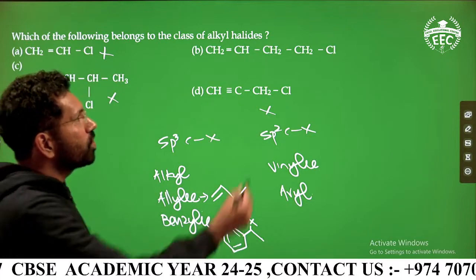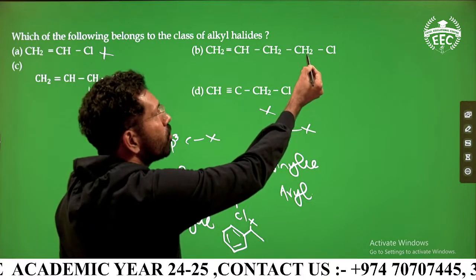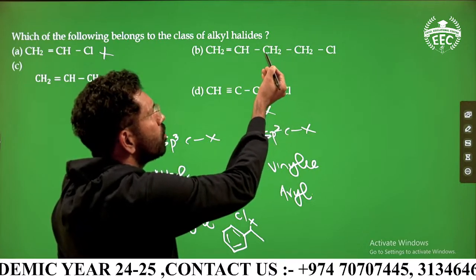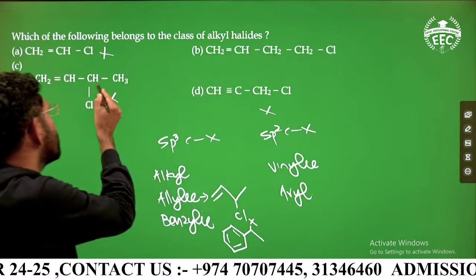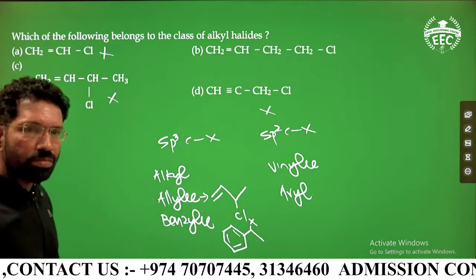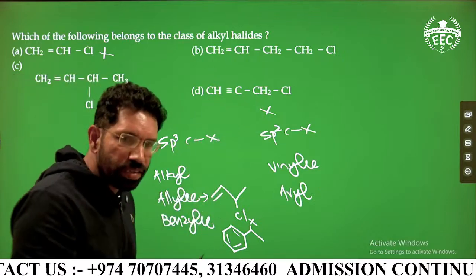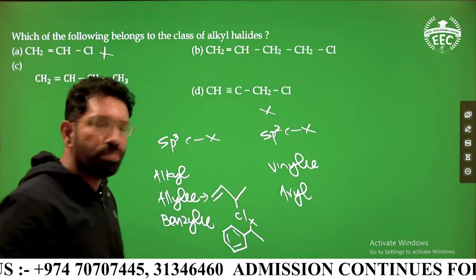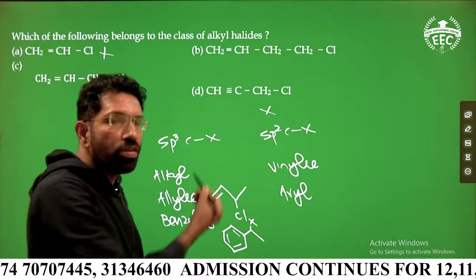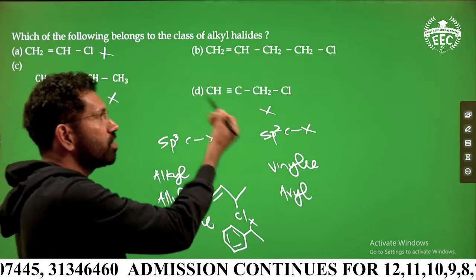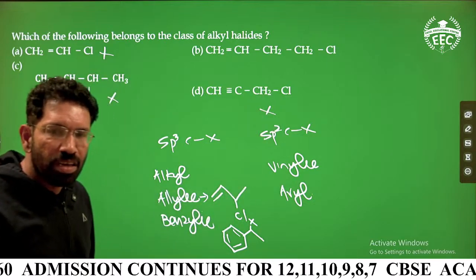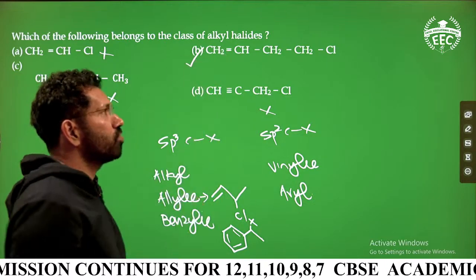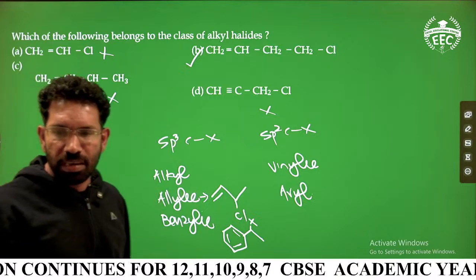Here the halogen is connected to a single bonded carbon, but the double bond is far away. In the other cases, the halogen is connected to a single bonded carbon next to the double bond or triple bond. You can see there is a chance of resonance; in both cases resonance is possible, so the bond will develop partial double bond character. So this is the best option. Option B is the correct answer.